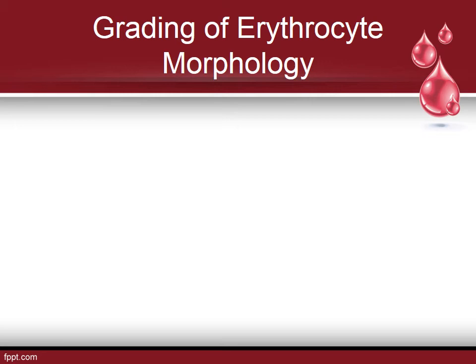So in grading the erythrocyte morphology, it is semi-quantitative grading. Erythrocyte changes are commonly reported using either descriptive terms such as moderate or marked, or grades or numerical scales such as 1 plus, 2 plus, 3 plus, or 4 plus. The characteristics of such grading may vary from one laboratory to another, but will generally conform to the scale as presented.